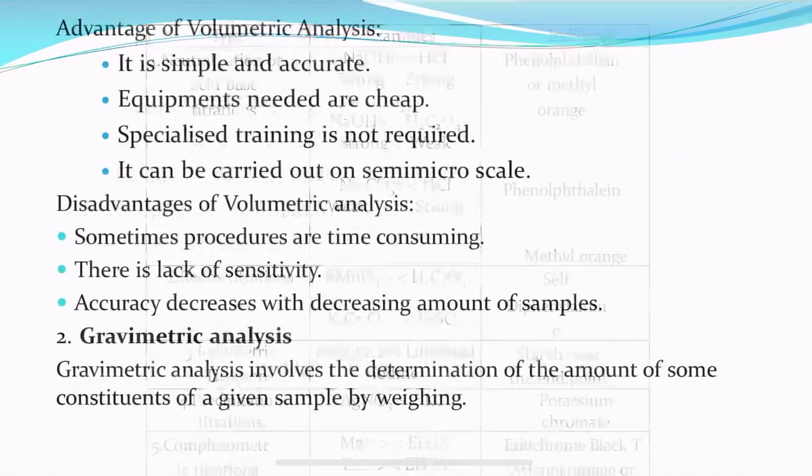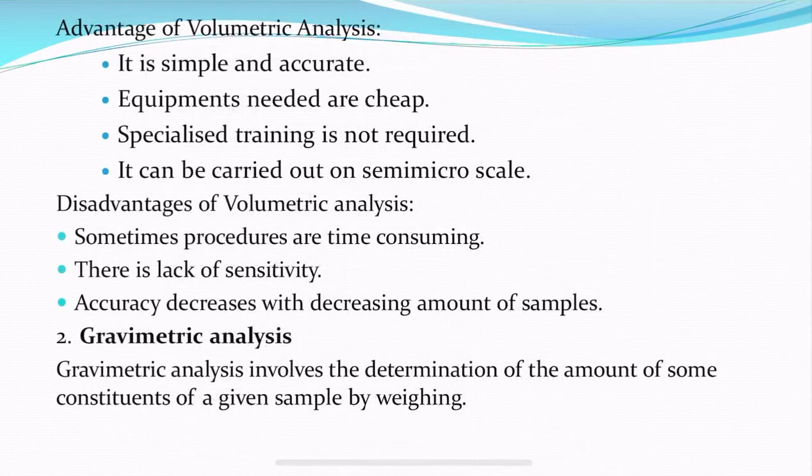Okay. And next, moving on to the advantages of volumetric analysis. Volumetric analysis is very simple and accurate. We can get accurate values if we are perfect in adding the titrant to the analyte. The equipment needed to perform this experiment is very cheap, and specialized training is not required. It can be carried out on a semi micro scale. So, these are the advantages of volumetric analysis.